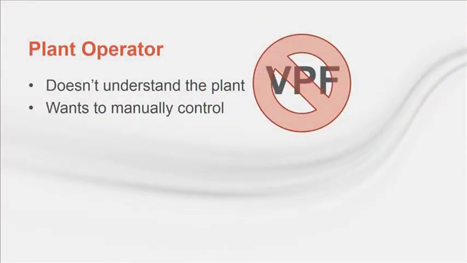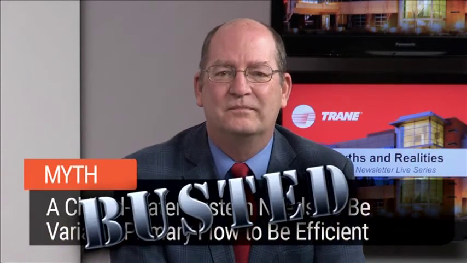Finally, you may want to avoid VPF if the operator doesn't understand the plant and wants to manually control it. In general, again, manual control and VPF do not fit well together. Designing the system for constant chiller evaporator flow with chilled water reset or primary-secondary may keep you from getting callbacks to the job. So this myth is kind of busted.